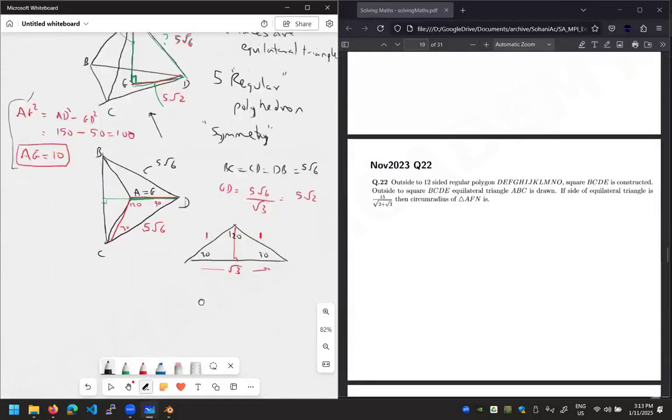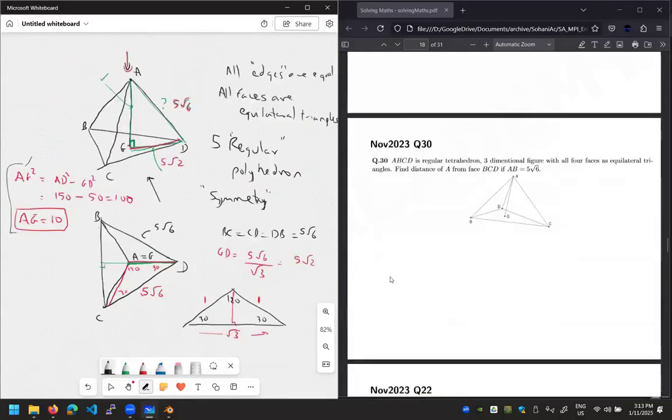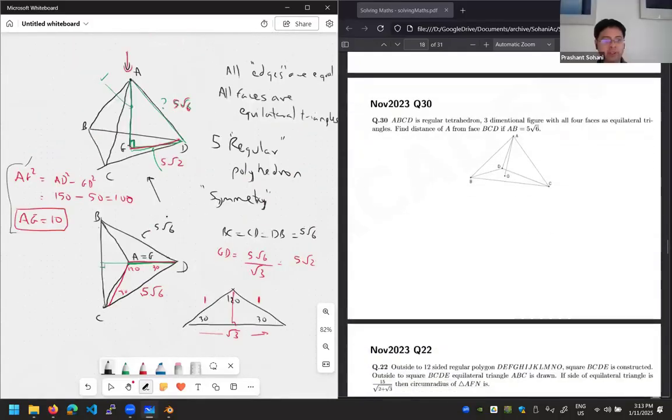So how is GD 1/3 of AG? GD is 1/3 because in this triangle, what are the angles? The angles are 120, 30, 30, right? So the standard property which we are using here is that in a 120, 30, 30 triangle, the largest side is root 3 times the other two sides.